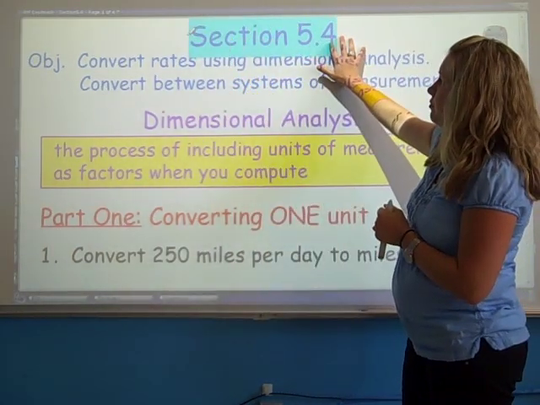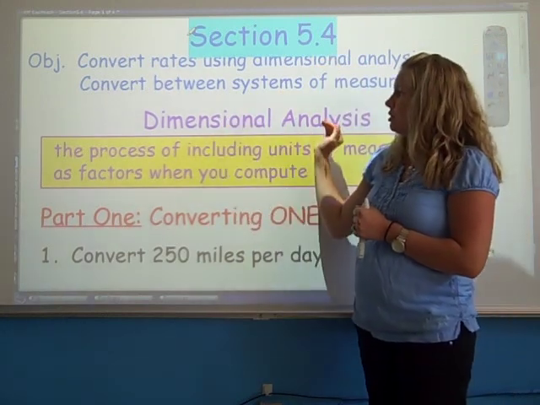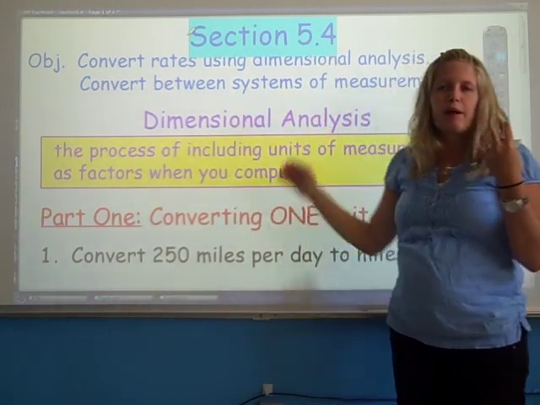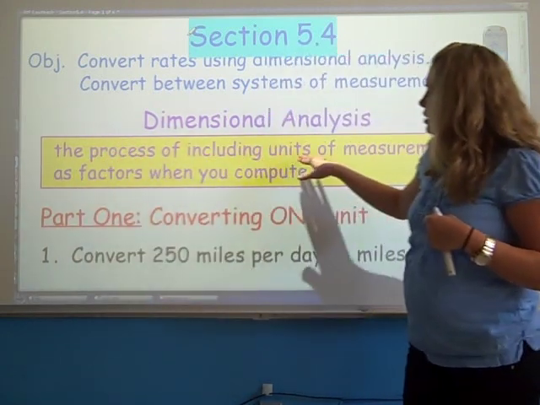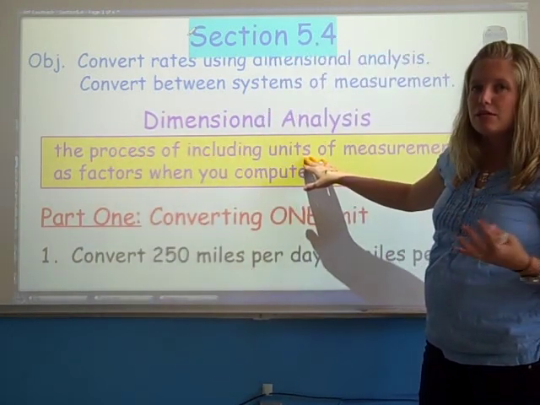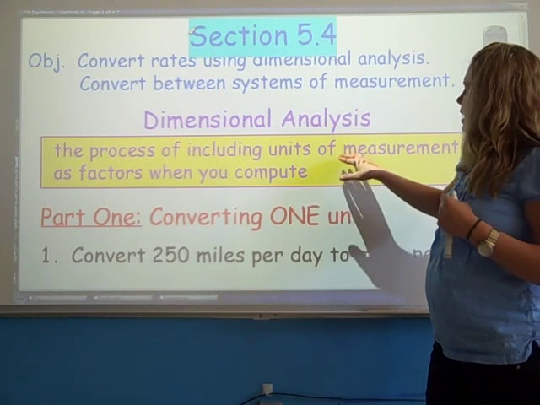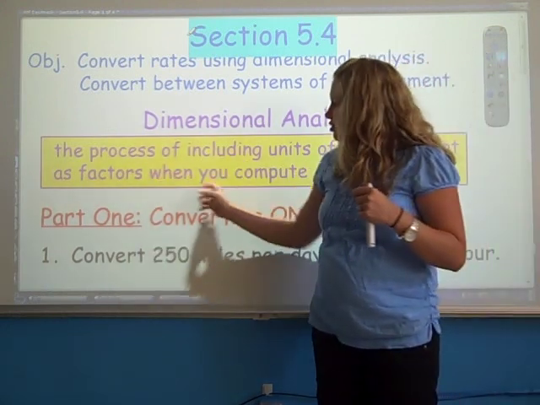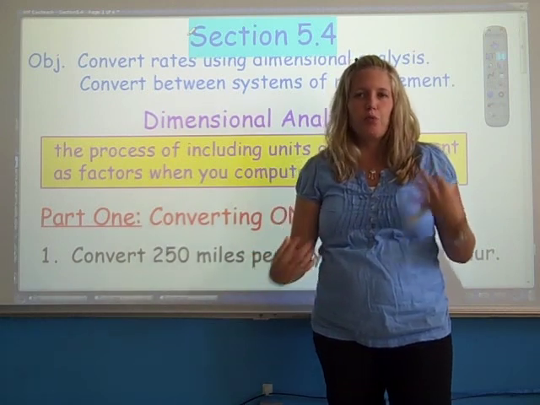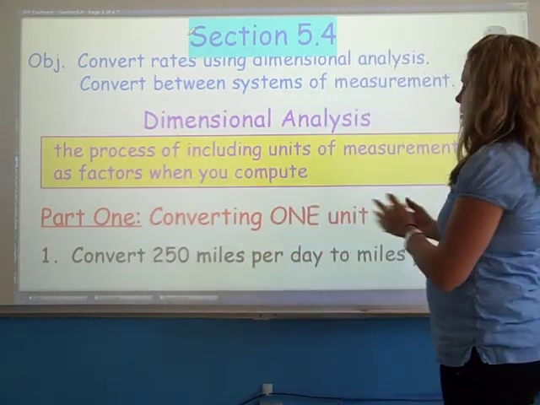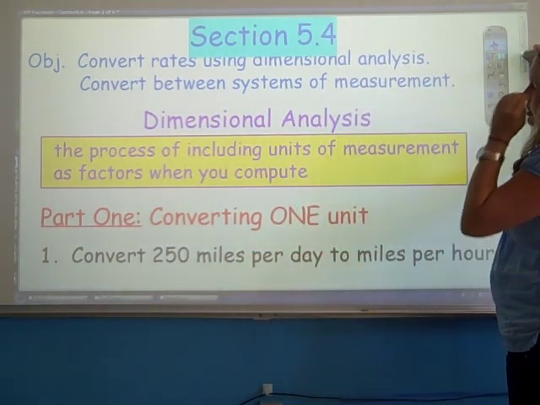So section 5.4 is about dimensional analysis. And this is probably a new term for you. Dimensional analysis is the process of including units, so I'm going to see units like inches and feet and stuff, of measurement as factors when you compute. That means I'm seeing them in your work. You're going to be canceling them out and working with the units as you are doing the problems. So let's look at some examples.